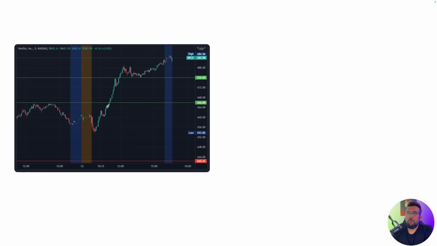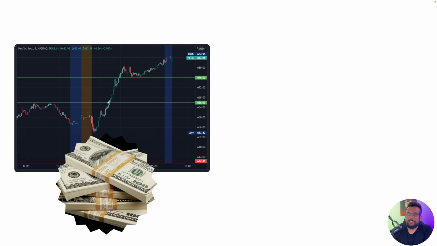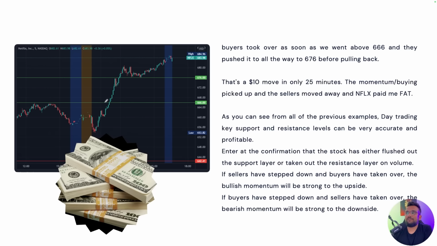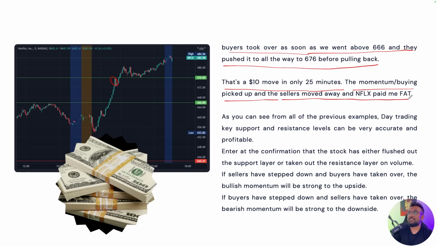You ready to go? The moment Netflix broke above 666, buyers took over. As soon as we broke above 666, they pushed it all the way up to 676 before having any sort of pullback. Now that's a $10 move in about 25 minutes. The momentum buying picked up, the sellers moved away, and Netflix paid me fat.